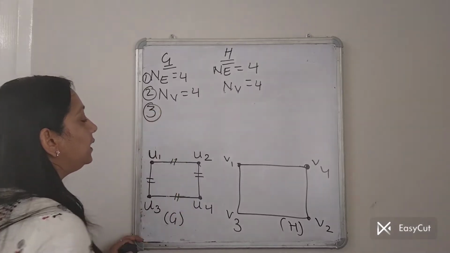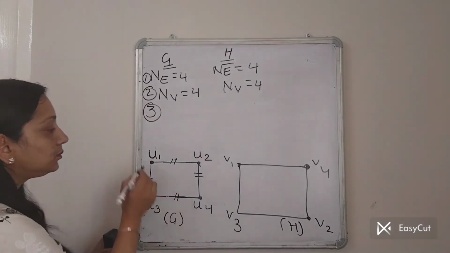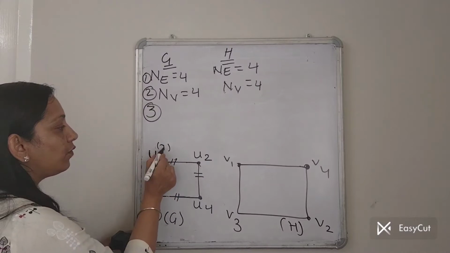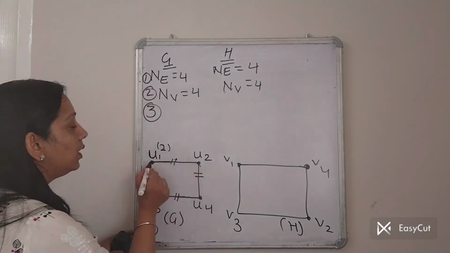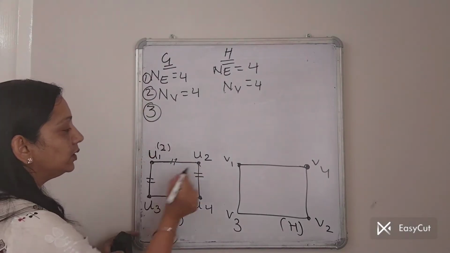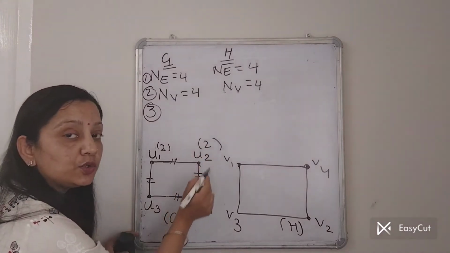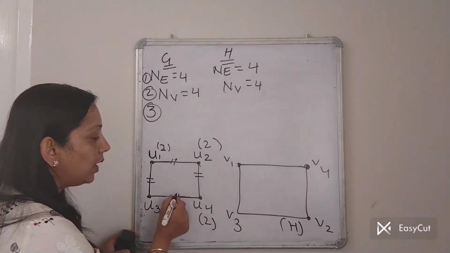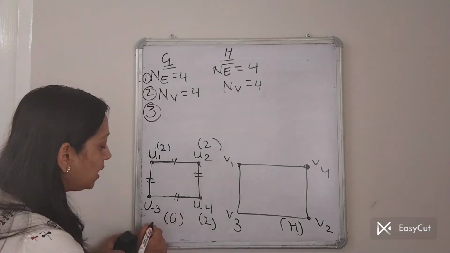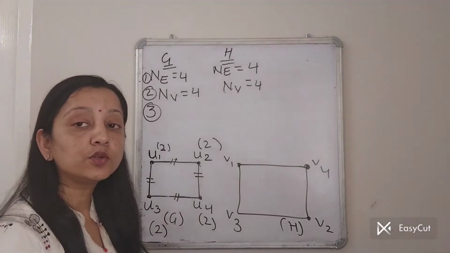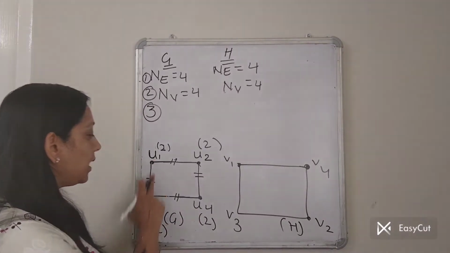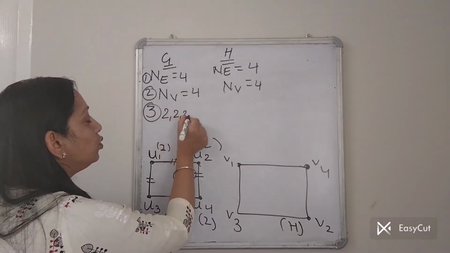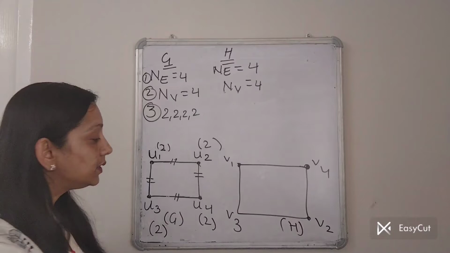Now I will see the degree sequence of graph G. What is the degree of U1? The degree of U1 is 2 because it has 2 edges incident on it. Then again the degree of U2 is 2 because it has 2 edges incident on it. Degree of U4 is also 2, and the degree of U3 is also 2. So that means the degree sequence is 2, 2, 2 and 2, right?